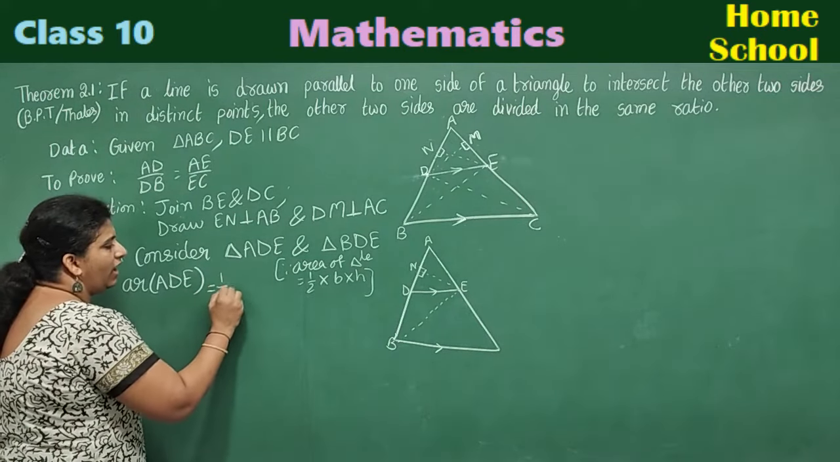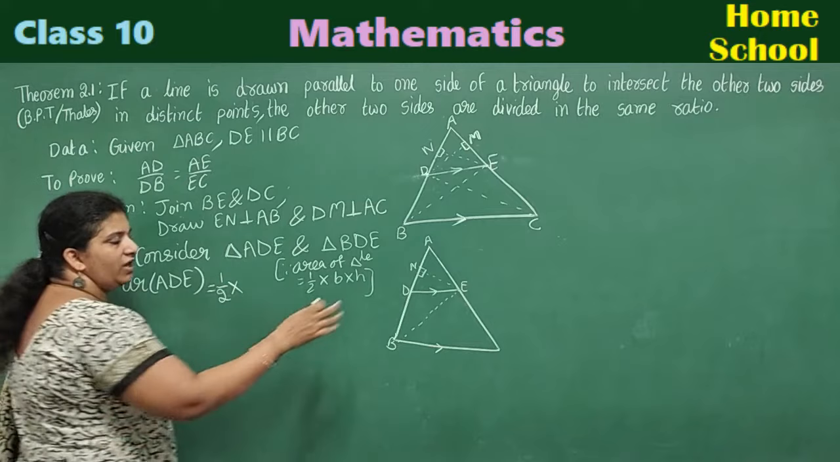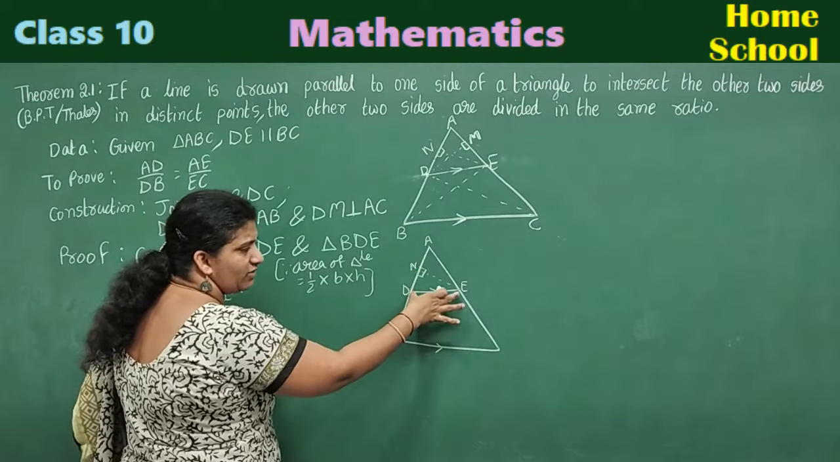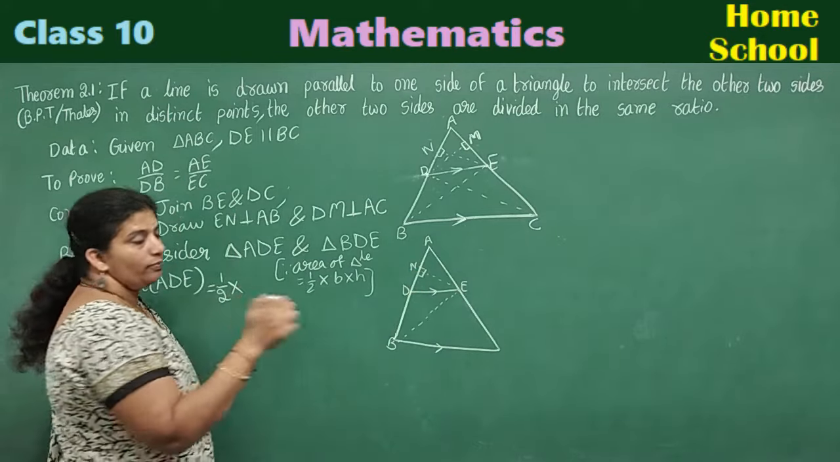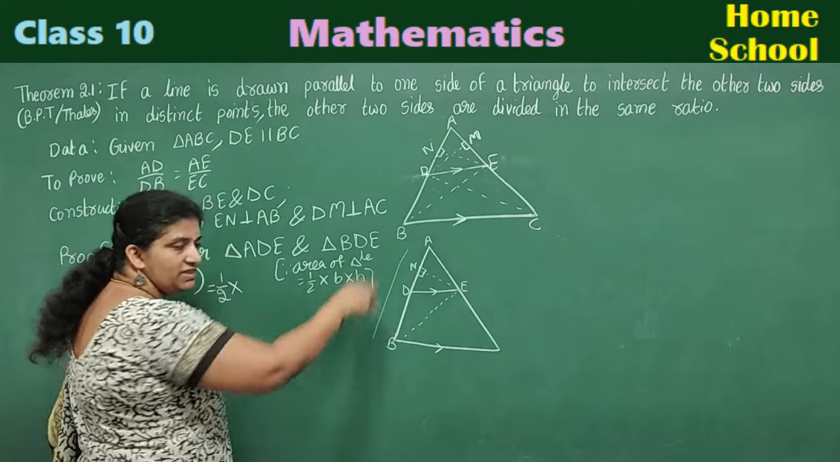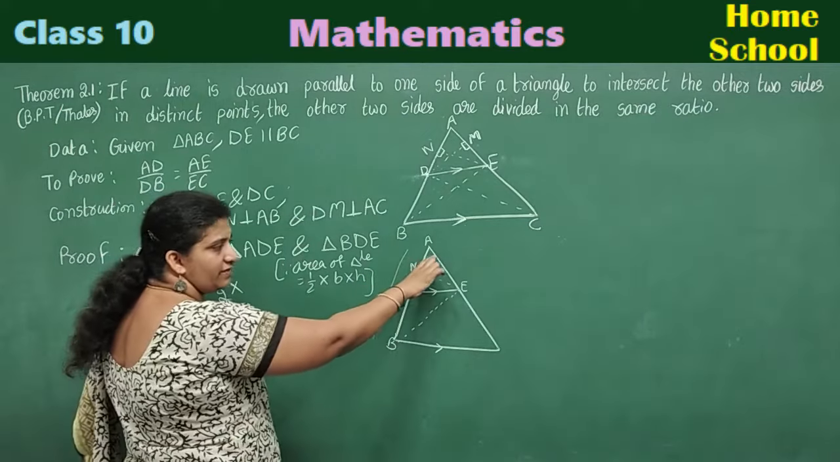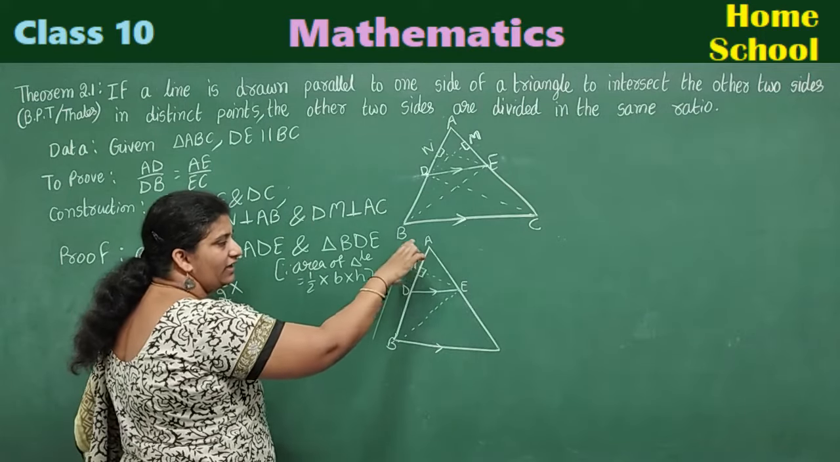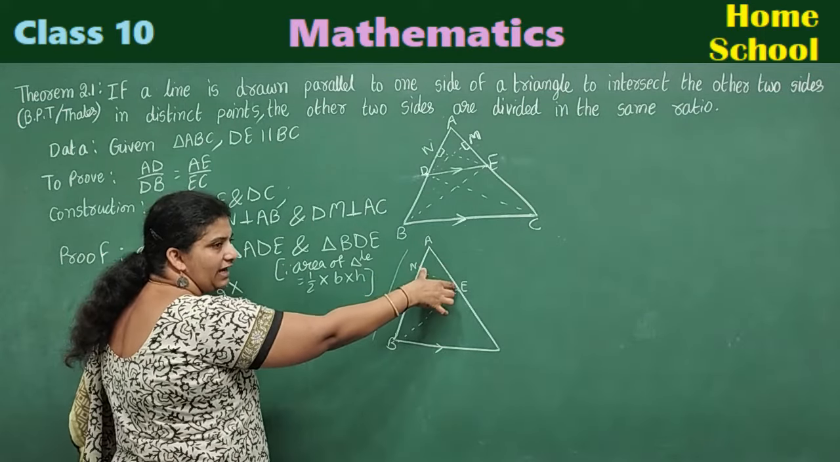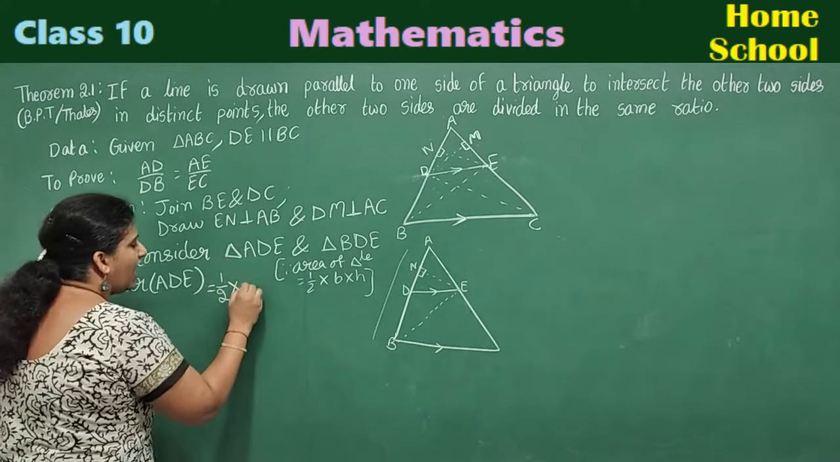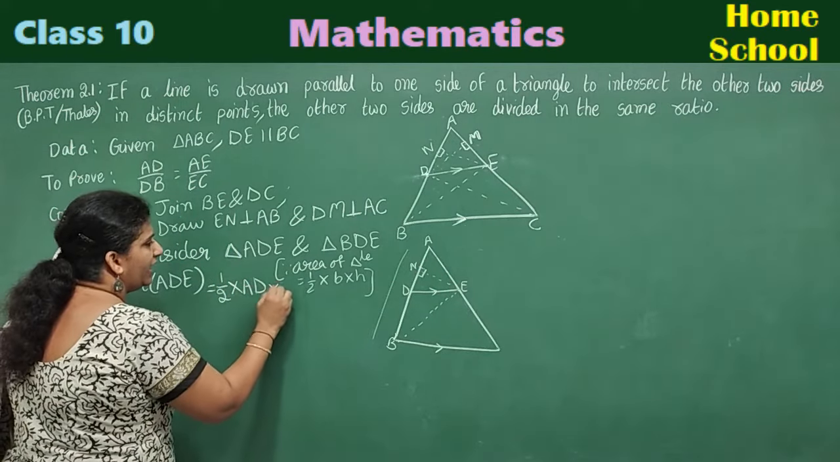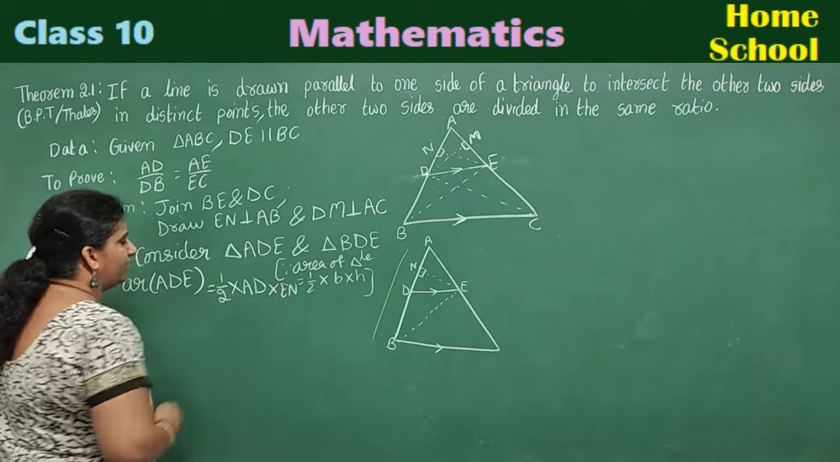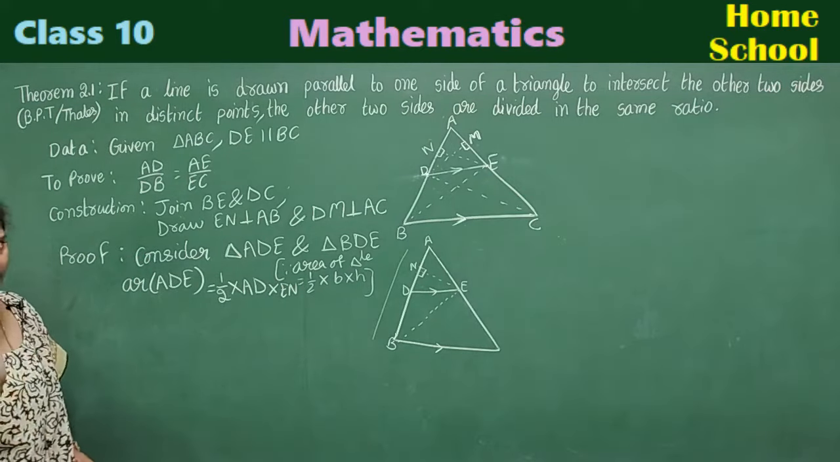It is equal to half into base. Immediately you say it is DE. No, please observe your base from this side. And say for this triangle, what is the base? AD. Only this triangle ADE. AD is the base and EN is the height. Half into AD into EN. Half into base into height.